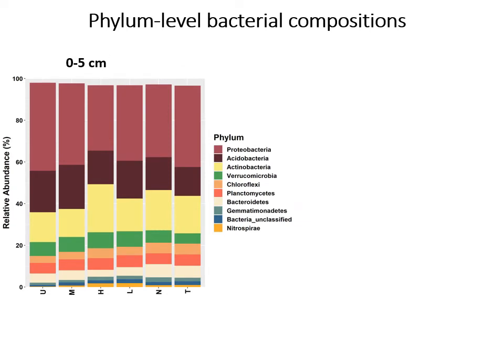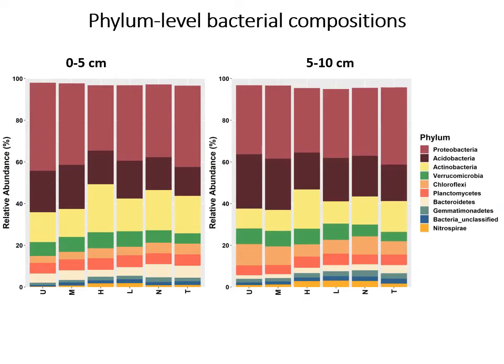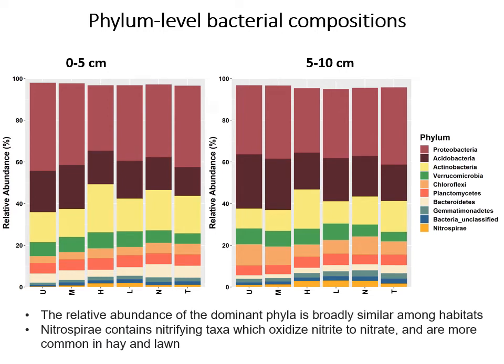When we look at the compositions at the phylum level, first we can see that bacterial compositions are broadly similar among the habitats, with the most dominant bacterial phyla Proteobacteria, Actinobacteria, and Acidobacteria. And each of those phyla contains many taxonomically as well as functionally diverse species. And this one phylum, the Nitrospirae, contains nitrifying taxa that oxidize nitrite to nitrate, and they seem to be more common in hay and in lawn compared to other habitats.